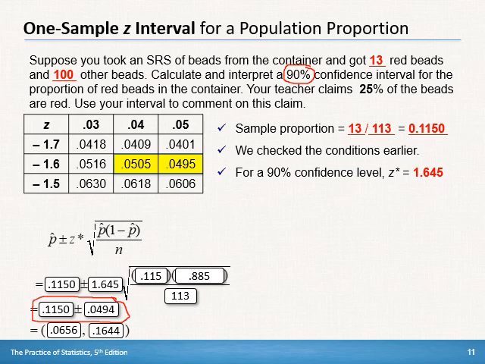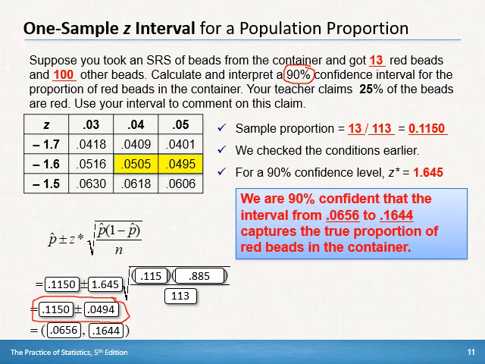All right, and so then we'll want to interpret that. So this is how we interpret it. Remember, we have 3 components to it. We say how confident we are, what the confidence level is. So we are 95% confident that, and then we say the interval from 0.0656 to 0.1644, and then captures what? The true proportion of red beads in the container. So there are 3 components to a proper interpretation of the confidence interval. We are 95% confident. We give the interval, and then in context that interval captures what? The true proportion of red beads in the container.